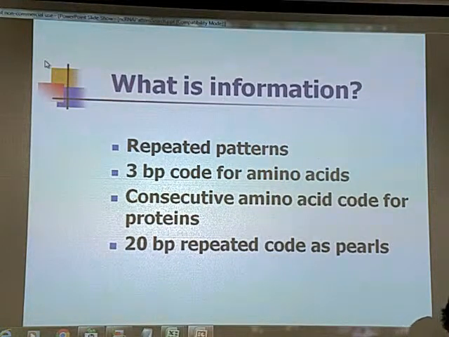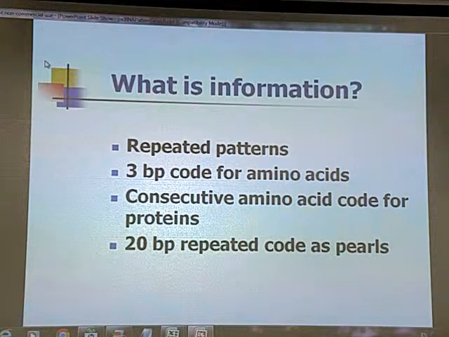Information is any information, in any form. They're just repeat patterns. And if you find random patterns, there's probably nothing there. But if you find repeated patterns, there must be something there. So the repeated pattern contains information.